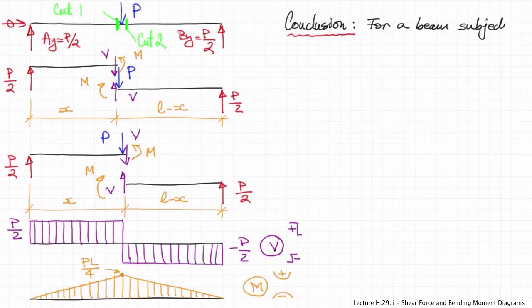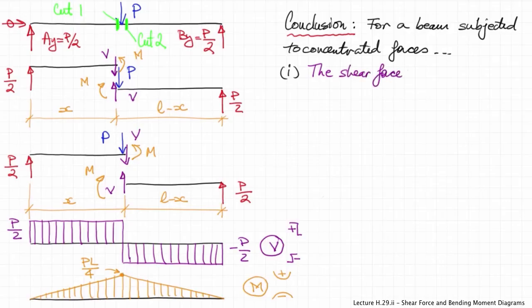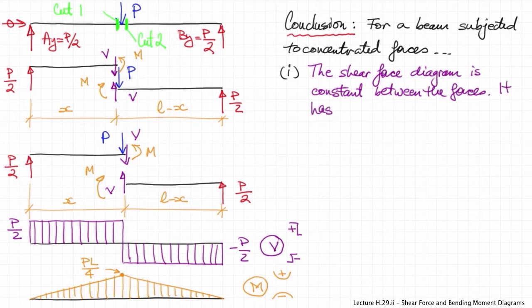So, in conclusion, what we have learned from this example is that for a beam that is subjected to concentrated forces, number one, with regard to the shear force, its diagram is constant along the beam between the points of application of the forces. However, wherever there is a concentrated force, there's a jump, a discontinuity at that location, which is equal to the magnitude of the force and it's in the direction of it.